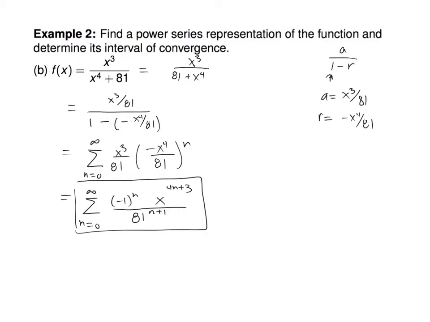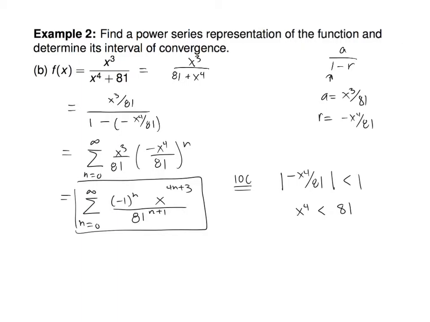Okay. Not so bad, right? Now we need to find the interval of convergence. Well, this will converge if the absolute value of negative x to the fourth over 81 is less than 1, right? Or, signs are, if x to the fourth is less than 81. Does that make sense? Okay.